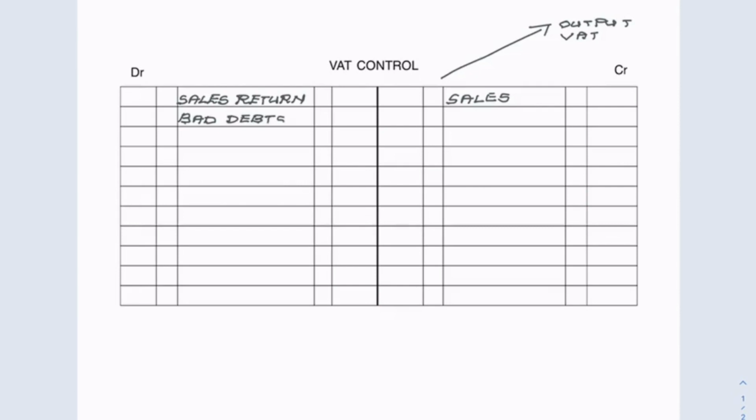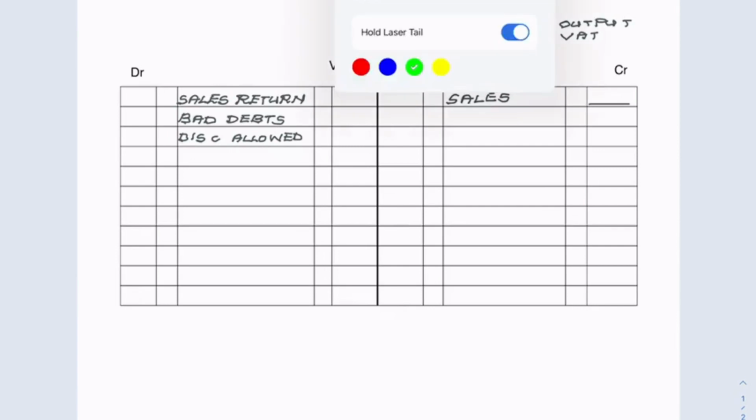Another time that we need to reduce this amount of output VAT that we have paid to SARS is when we allow a debtor a discount. So on the debit side, we would put discount allowed because we're not receiving the full amount of money that we had recorded as output VAT over here.